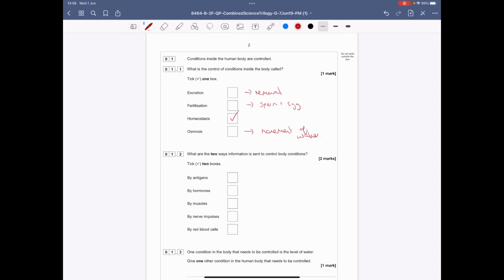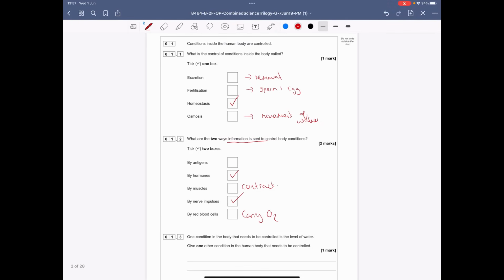So question 1.2 then, what are the two ways information is sent to control body conditions? So how does information basically get round our body? The two ways that it happens is by hormones, which are chemical messengers, and our nervous system by using nerve impulses. Red blood cells, their only function is to carry oxygen, so it's not that. Muscles just contract, they don't send information. And antigens, these are the little molecules on the surface of a cell membrane. That's to do with our immune system, so it's not that.